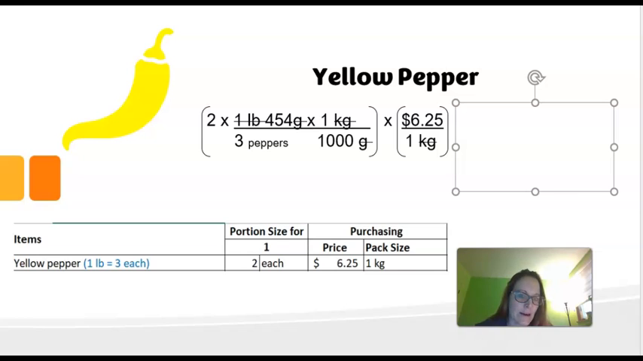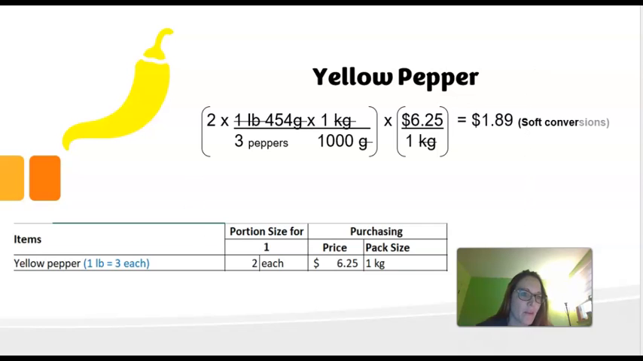So back to here, we're doing 2 peppers, and then we're going to multiply by our 454 grams. We're going to divide by our 3 peppers, and then we're going to divide by our 1,000 grams. So that's how we can cancel out our kilograms here. And then we're going to multiply by our $6.25. And this is going to give us $1.89.